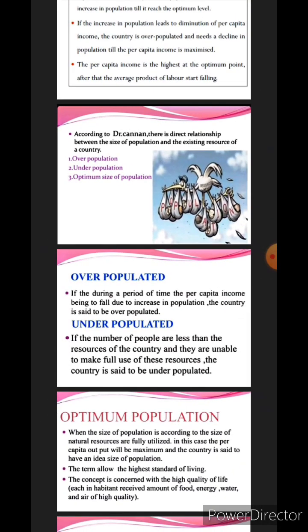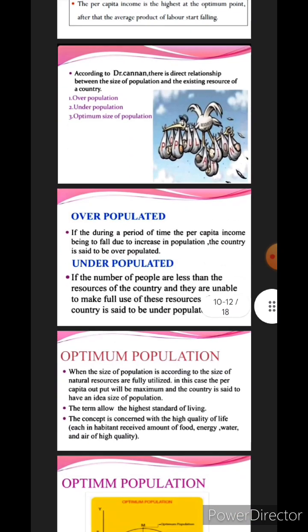When the size of the population is according to the size of natural resources, which are fully utilized. In this case, the per capita output will be maximum and the country is said to have the ideal size of population, or optimum population. The term allows a high standard of living. The optimum population concept is concerned with a high quality of life. Each inhabitant receives food, energy, water and air of high quality.